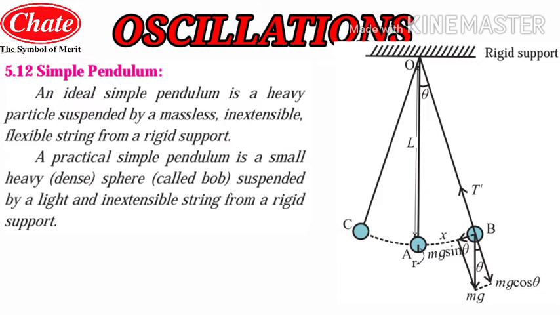In the diagram of the simple pendulum we can see the rigid support is given at the top of the diagram, which has been marked by small lines. To that rigid support a massless inextensible string is connected, and to that string a bob, which we can also call a sphere, is connected. So this is the arrangement, the construction of the simple pendulum. Now we will see the further part.